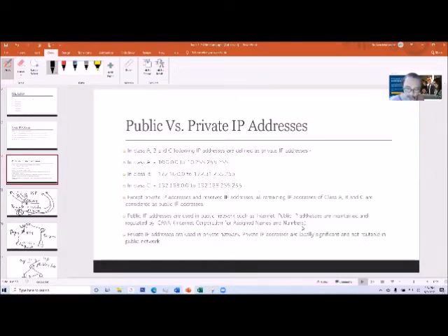In the area of Asia Pacific, we call it the APNIC. You can look for it, research it, so that you may know these public addresses are given by the Asia Pacific Network Information Centre. I hope this is clear to all.